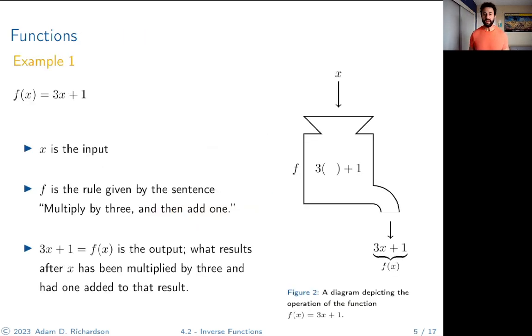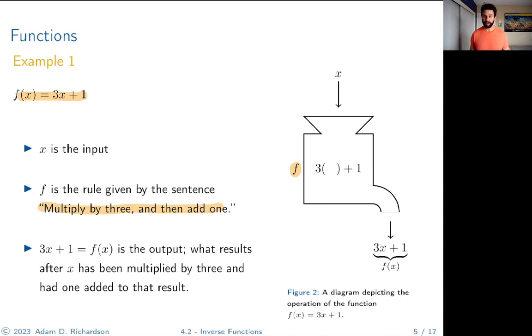Here's a good example. Let's look at the function f of x equals 3x plus 1. So here, x is the input, and f is the rule that's given by the sentence, multiply by 3 and then add 1. The label on the side of the box, the label F, basically says that sentence. The sentence is, if you put something in this box, it's going to get multiplied by 3 and have 1 added to that result. So that's the sticker on the side of the box, F.